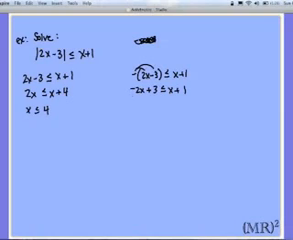And now here, I will add 2x to both sides to get 3 is less than or equal to 3x plus 1. Subtract 1 from both sides to get 2 is less than or equal to 3x. And then divide by 3 to get x is greater than or equal to 2/3.